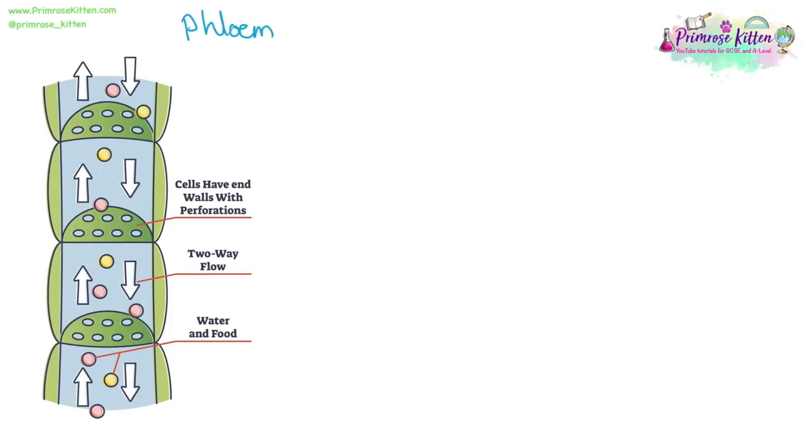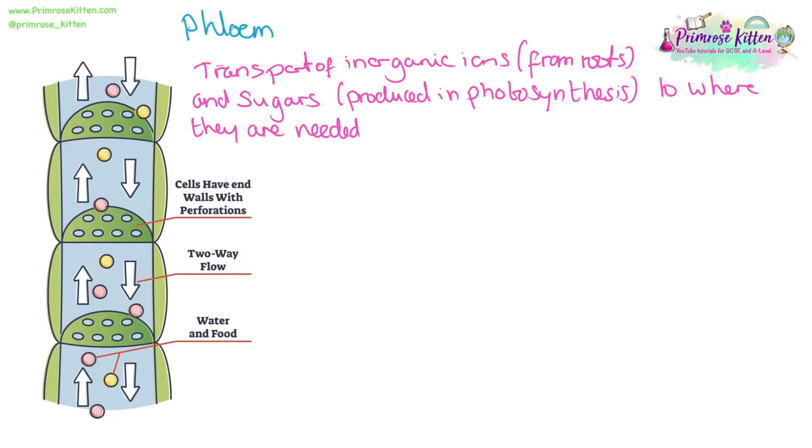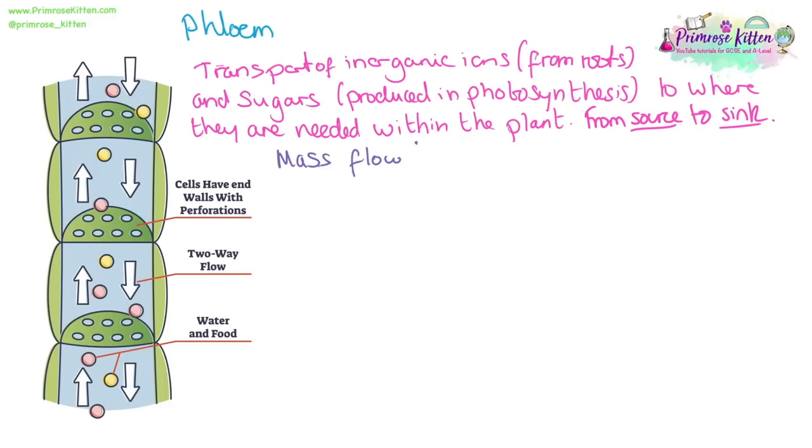The phloem is responsible for the transportation of inorganic ions from the roots and sugars produced by photosynthesis to wherever they are needed. We say the flow is from source to sink. The best theory we have for this at the moment is the mass flow theory.